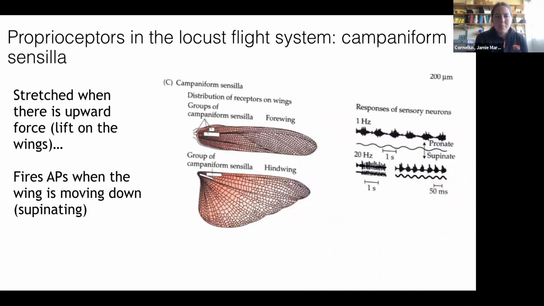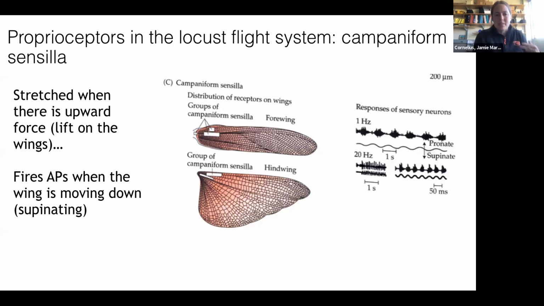And then we have the campaniform sensilla, which is actually integrated into the wing. And it's stretched the most when there's upward force or lift on the wing. So essentially what that means is that when you're pushing down the wing, you have an opposing upward force on the wing. That's what's generating the lift.